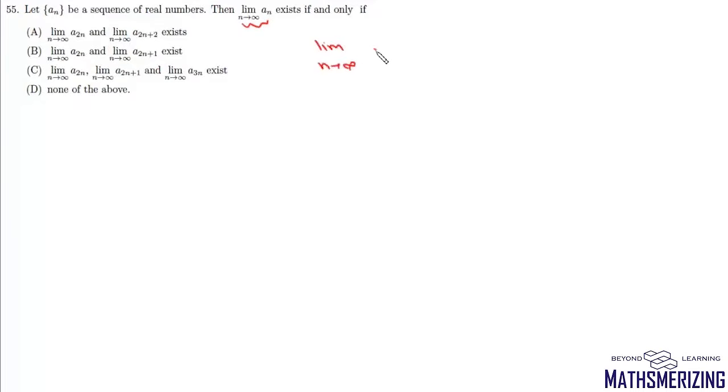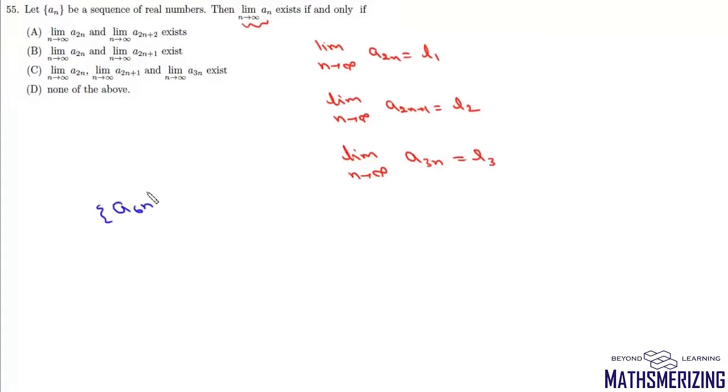limit n tends to infinity of a_2n, say it is L1, limit n tends to infinity of a_(2n+1), suppose it is L2, and this limit n tends to infinity of a_3n, suppose this is L3. Now we consider the sequence a_6n. Then a_6n is a subsequence of a_2n because it is a multiple of 2n.